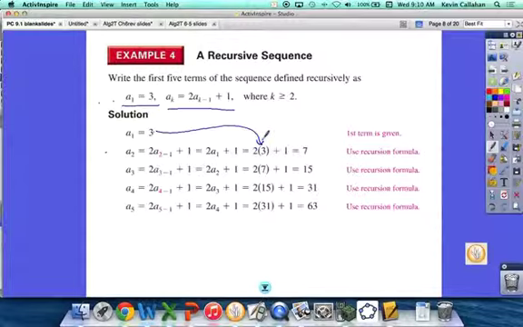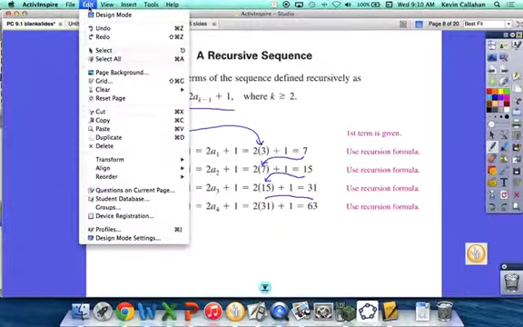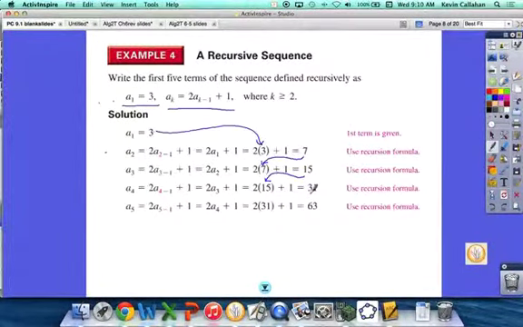Now, A3 will be 2 times A2 plus 1. Okay, well, we calculated A2 there, so plug that in there. A4 will be 2 times A3 plus 1. Okay, that's A3, so plug that in there. And A5, 2 times A4, means plug that in there. Oh, that was not a good arrow there. Undo, undo. It should have gone like this.